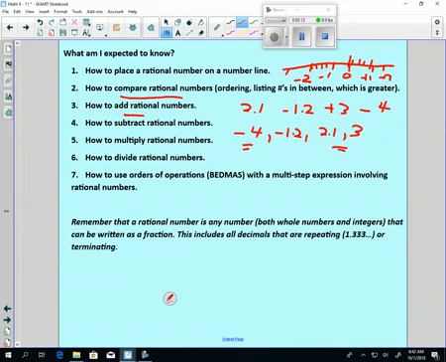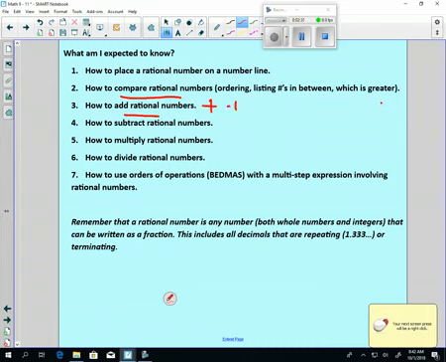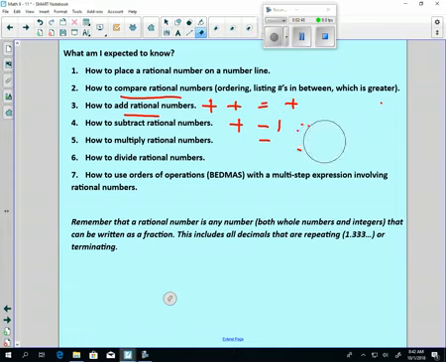We also learned how to add rational numbers. Generally, when you have 2 positives, you add them together, they're going to be positive. Positives will give you a positive. If you have a positive and a negative, your answer will be whichever one is the biggest. If the positive is bigger, your answer would be positive. If the negative is bigger, then the answer would be negative. Okay? So whichever number is the biggest, that's what's going to give you your answer.